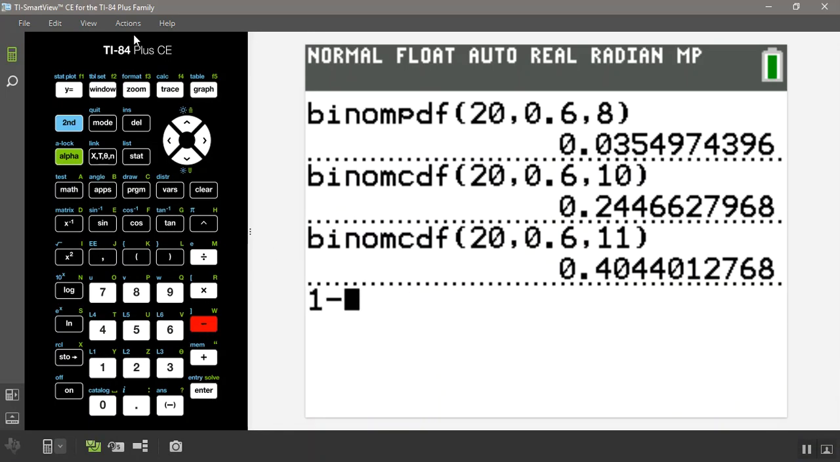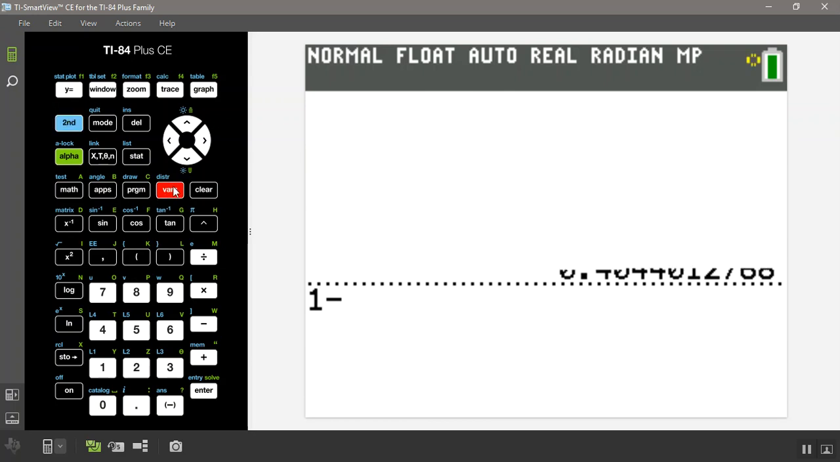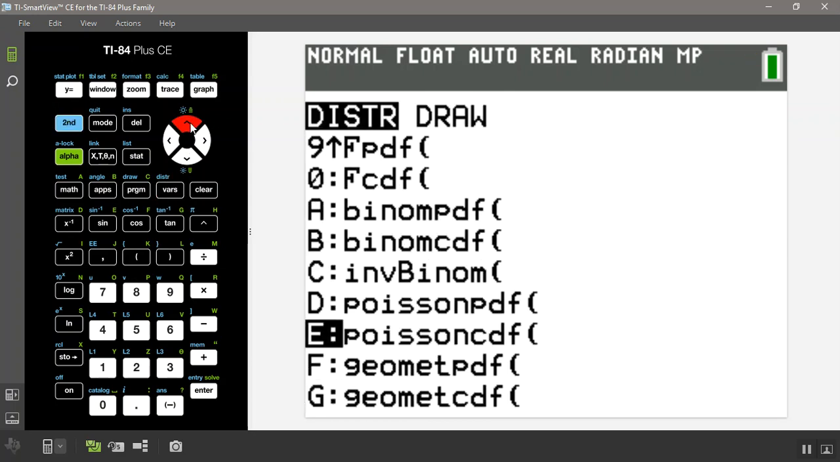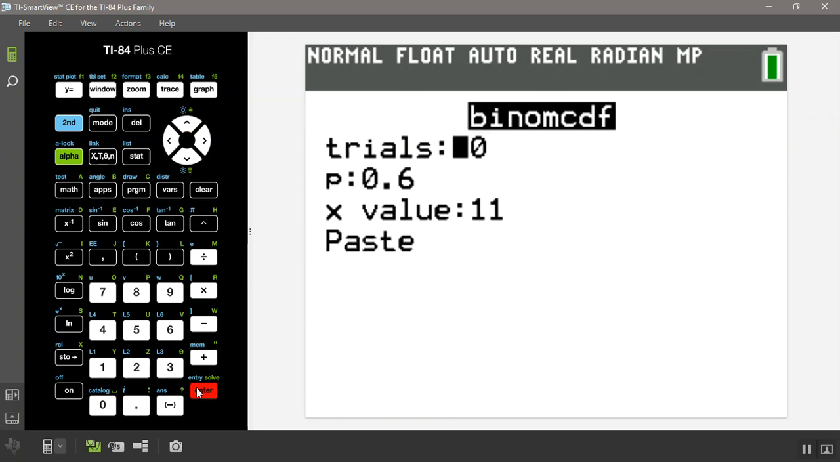And I can see that because I can type it in. 1 minus distribution menu, binom CDF, 20, 0.6, but then type 15.